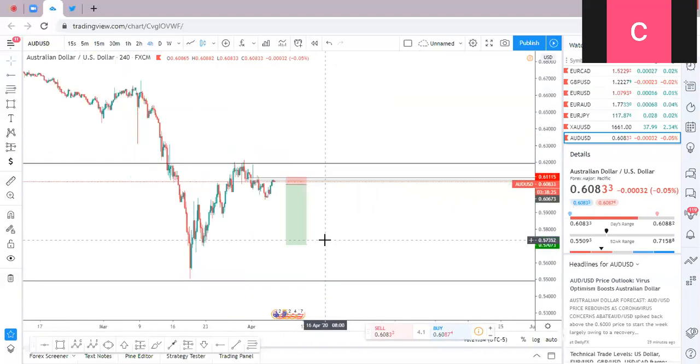So that's that on AUDUSD as well. I'll be looking for a sell on AUDUSD. So next one, NZDJPY, then we call it a night. NZDJPY.